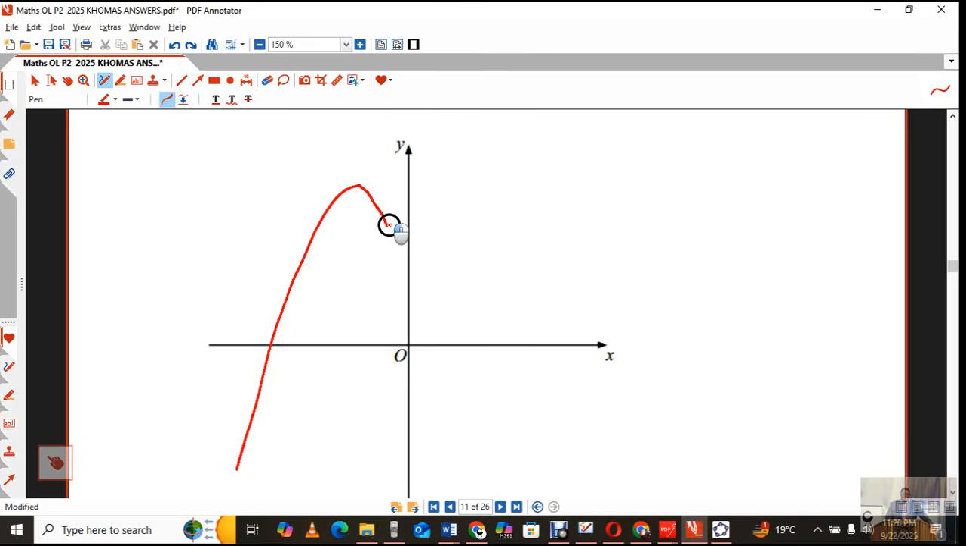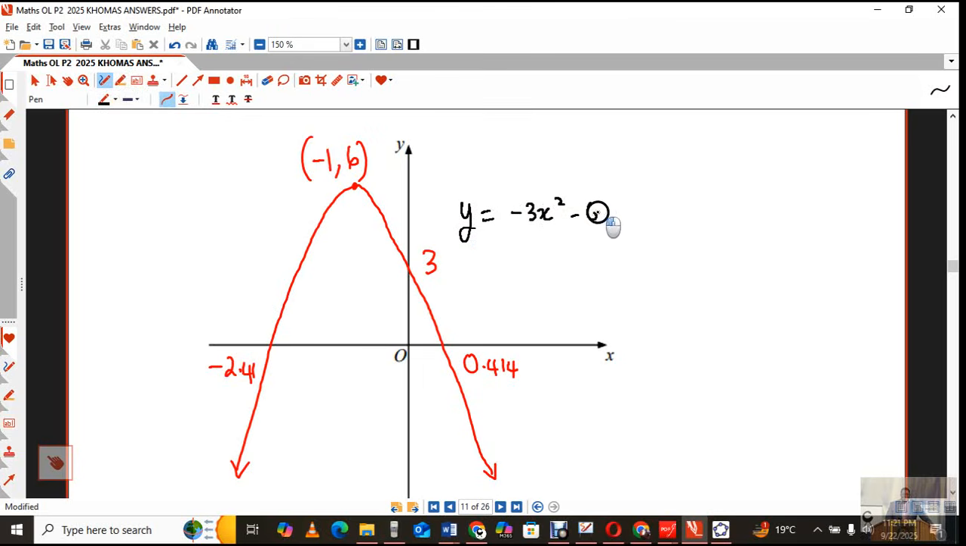There's my turning point, there's that value. There we go. So this is 3. That was negative 1, 6, that was the TP. So it's here, that is negative 2.41. That was 0.414. And you can also label your graph. So there's the graph of y equals minus 3x squared minus 6x plus 3. Then some people also like to put the axis of symmetry over there. Totally up to you.